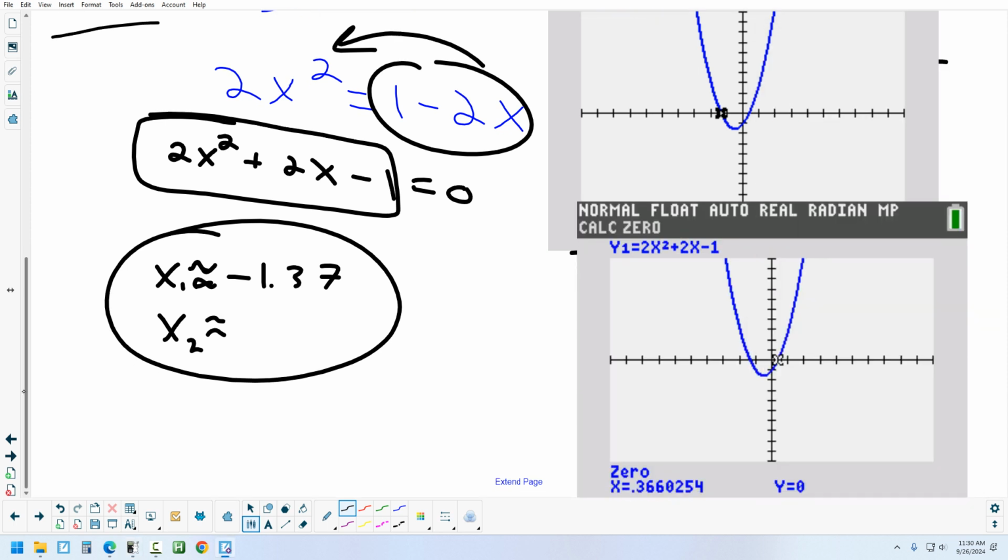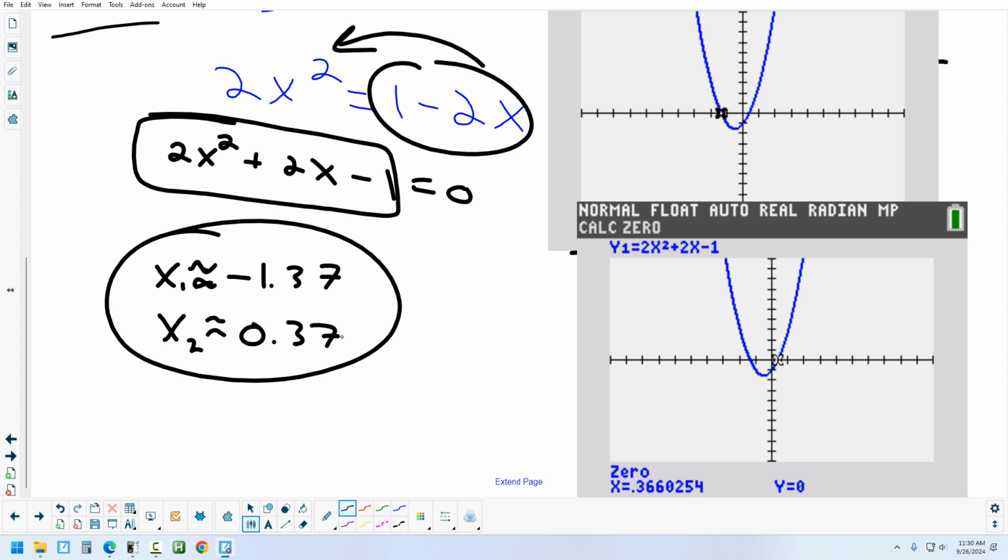0.37. And that's how you find roots on a calculator if they ask for an approximate answer. If they asked for an exact answer, how would you do it on the calculator? When you use the quadratic formula. Exactly, you wouldn't. You do not use the calculator if they want an exact answer. It won't work. You have to use quadratic formula.